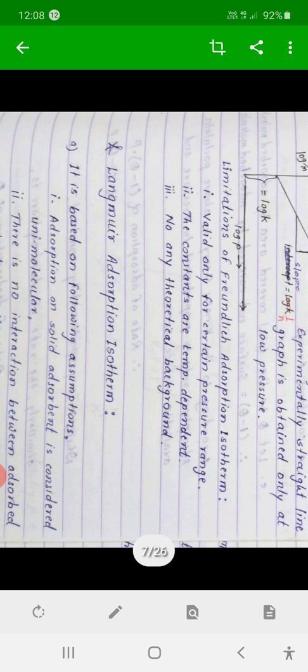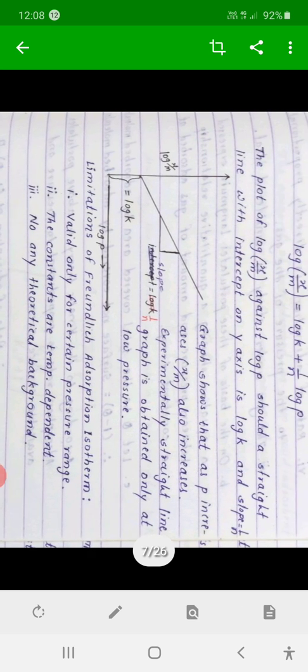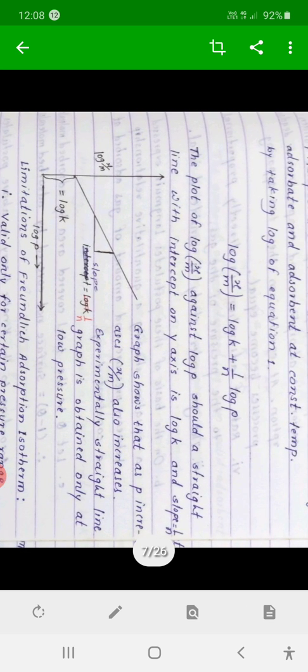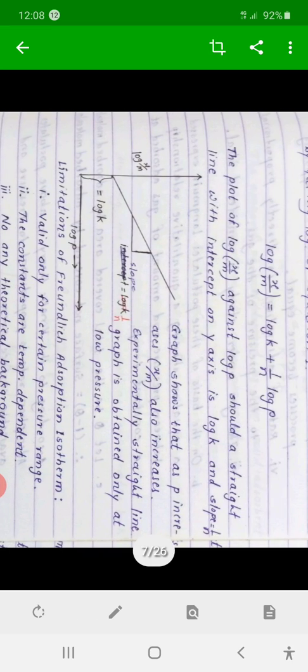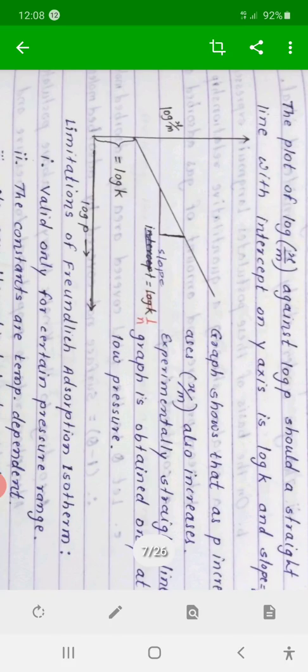Second, the constants k and n in the equation are temperature dependent. And the Freundlich adsorption isotherm has no theoretical background. This is about the Freundlich adsorption isotherm.